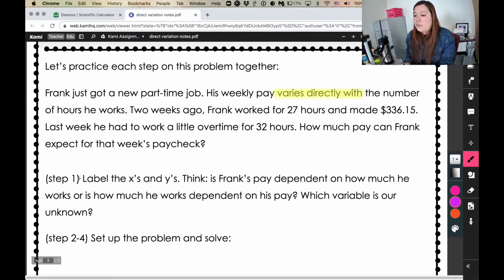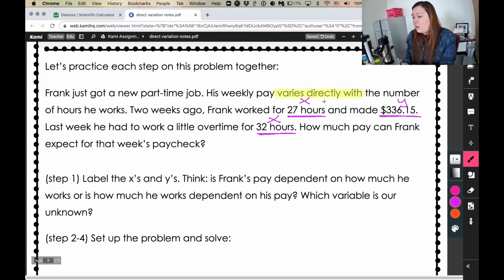Step 1. Label the X's and Y's. We need to think, is Frank's pay dependent on how much he works, or is how much he works dependent on his pay? Well, like I said earlier, time is pretty much always going to be the independent variable. So the hours, 27 hours, is going to be our X. And then over here, we have 32 hours. That's another X. So if his pay is dependent on how much he works, then that means that the other thing in this relationship, the money, that's going to be our Y.